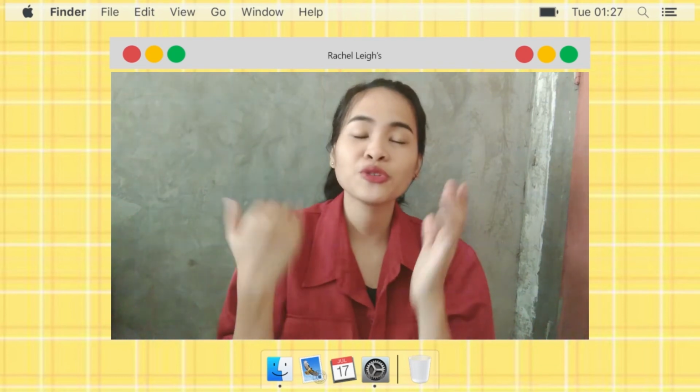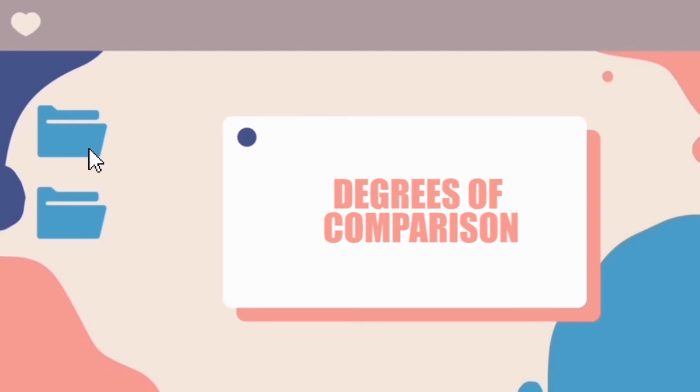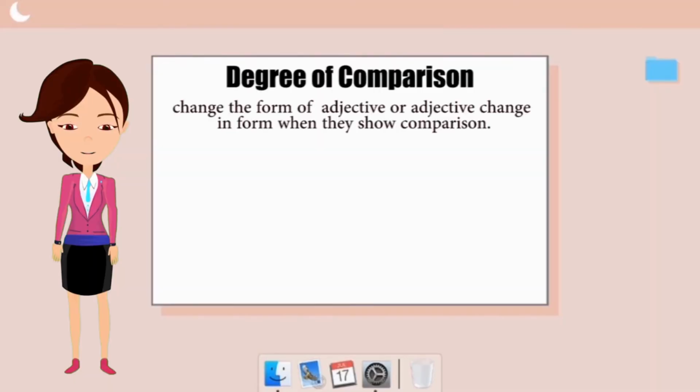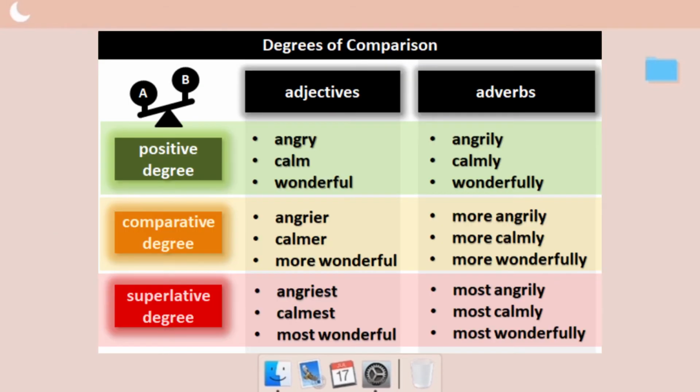So with that sense, that is the job of degree of comparison. Degree of comparison changes the form of adjectives, or adjectives change in form when they show comparison. Degrees of comparison come in three forms which are positive, comparative, and superlative.